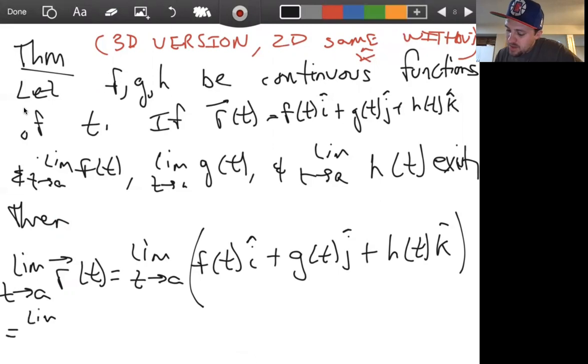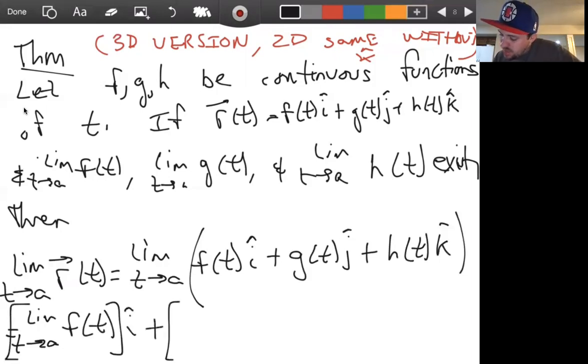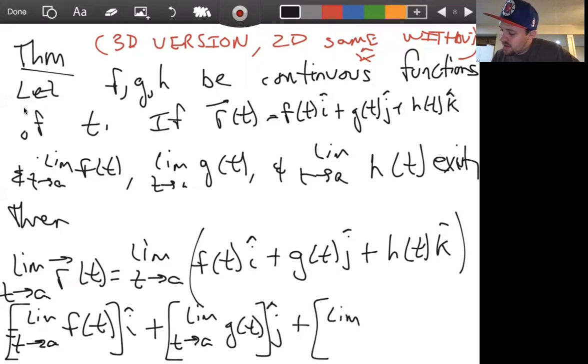Same as the limit as t approaches a of f of t i hat plus the limit as t approaches a of g of t j hat plus the limit as t approaches a of h of t k hat.